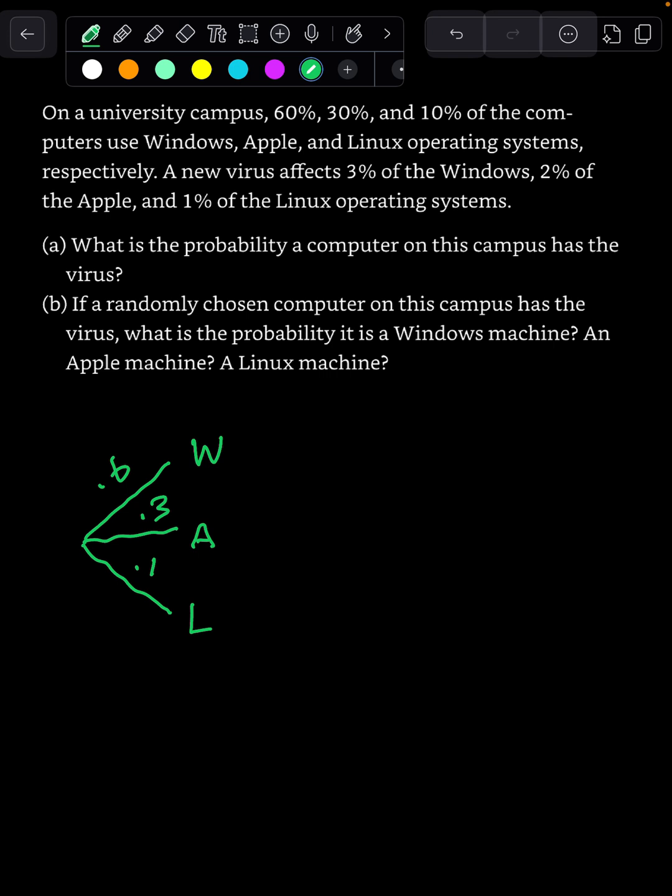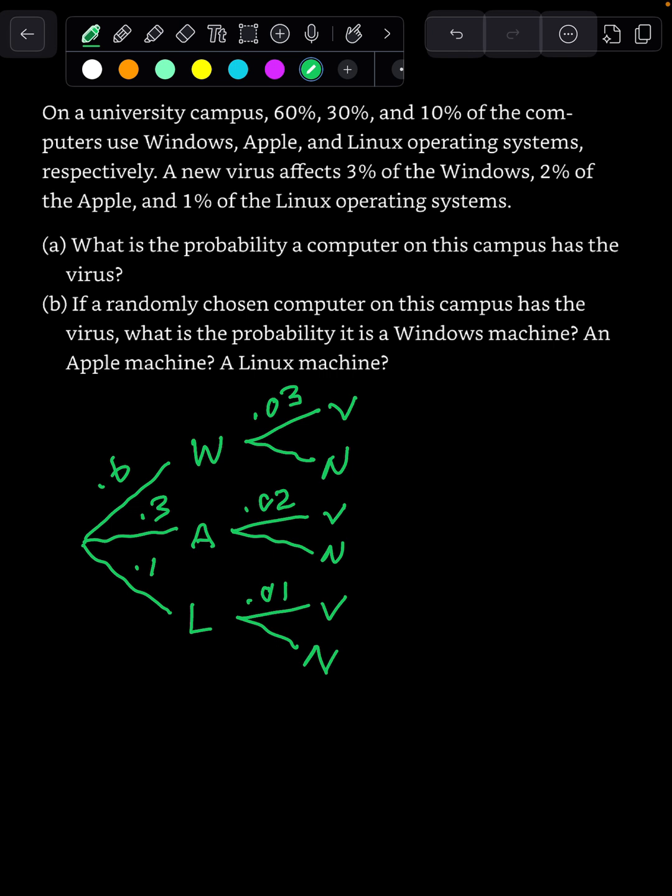And then they either get a virus or they don't. So I will go virus or no, a virus or no, a virus or no. And we really won't need these no branches on this, and I'll show you why. The virus affects 3% of the Windows machines and 2% of the Apple machines and 1% of the Linux machines.